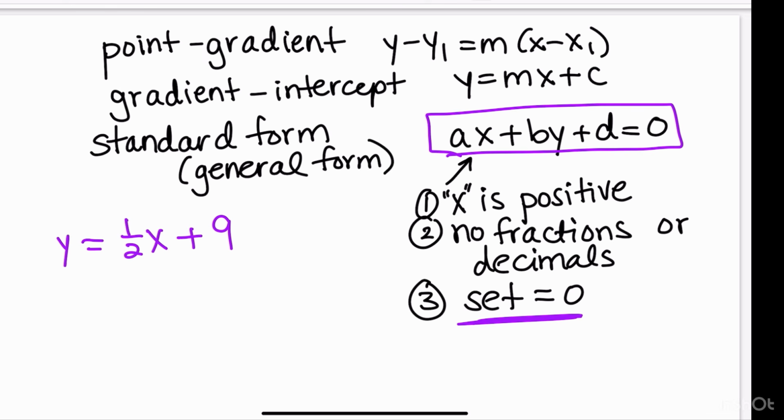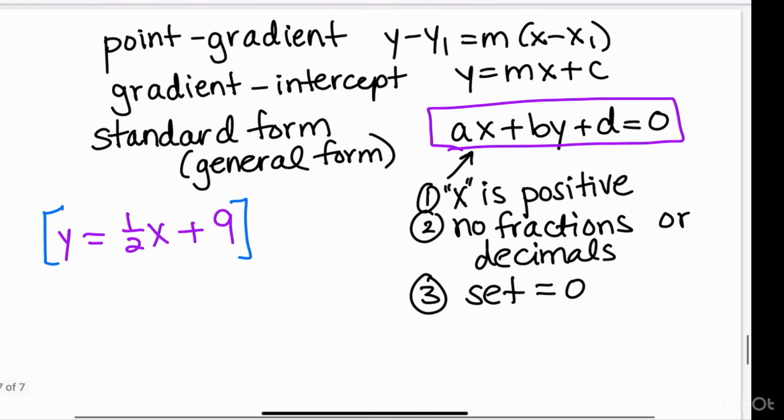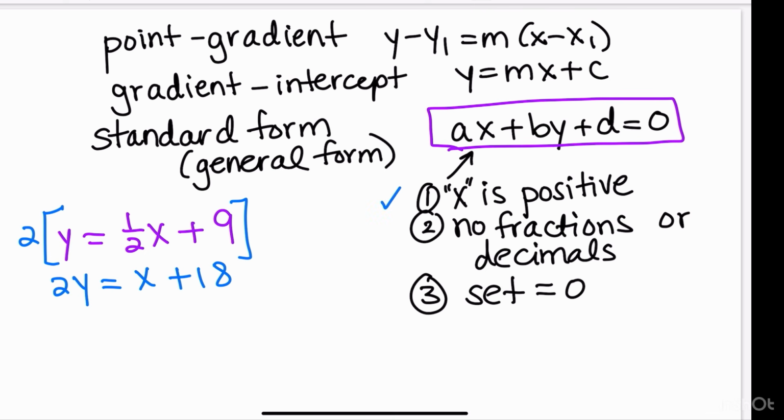However, there can be no fractions or decimals. I clearly see a fraction in the problem, and it has to be set equal to 0, which is definitely not. One of the first things I'm going to do is decide to get rid of the fraction altogether. And so I multiply the entire equation by the least common denominator. Here, there's only one denominator, so you're going to multiply the entire thing by 2. 2y is equal to 2 times 1/2 is 1, x plus 18.